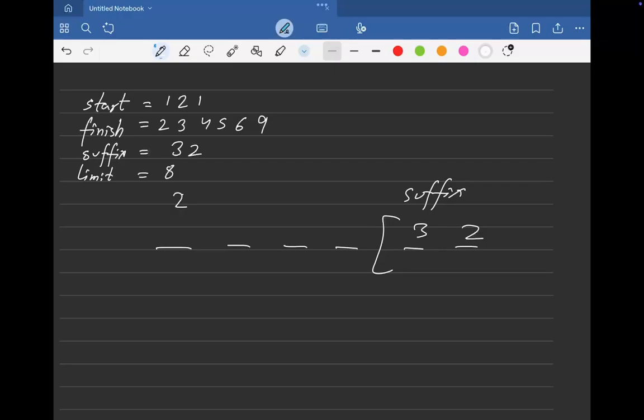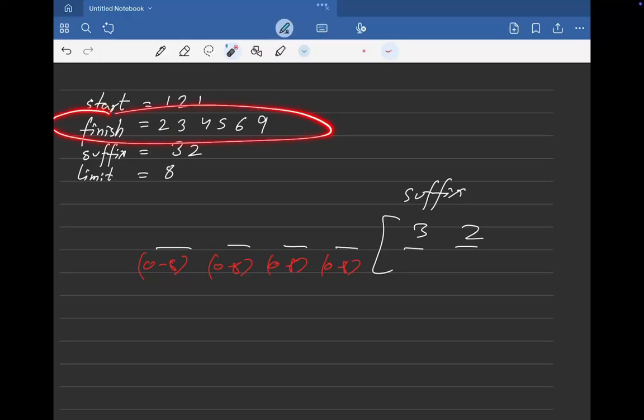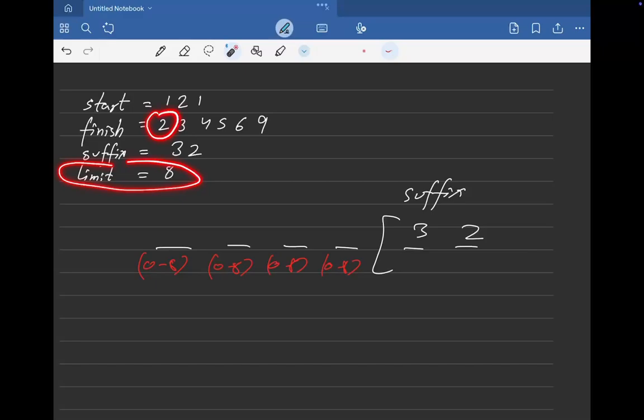Actually, let me write it here. We have 0 to 8, 0 to 8, 0 to 8, 0 to 8. We can write it like this, right? But since we are given a finish, we cannot place 8 here and go this way. So we must choose our value from this, right? We have different choices. Let's analyze first. As our limit is 8, our first digit is 2. The 2 is there, and that is our finish.